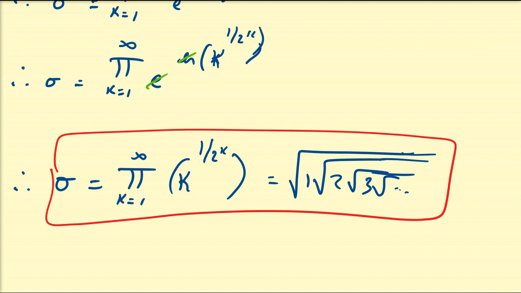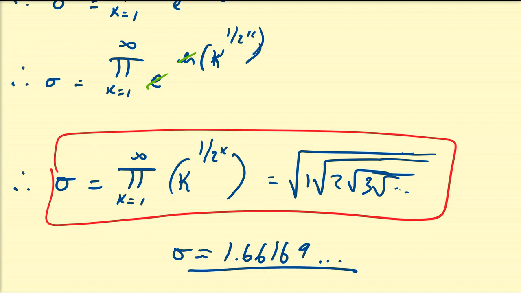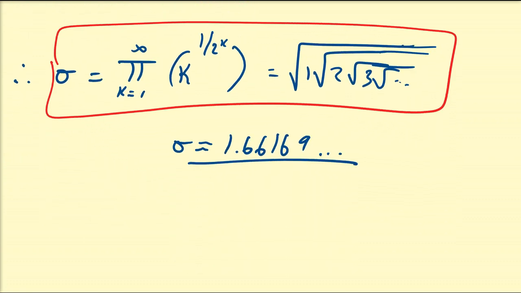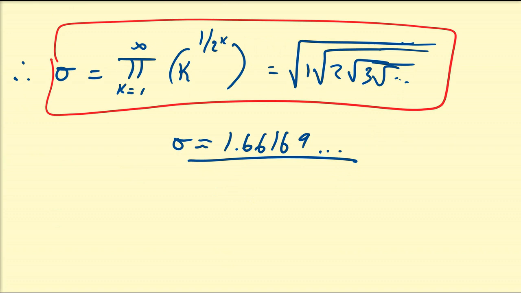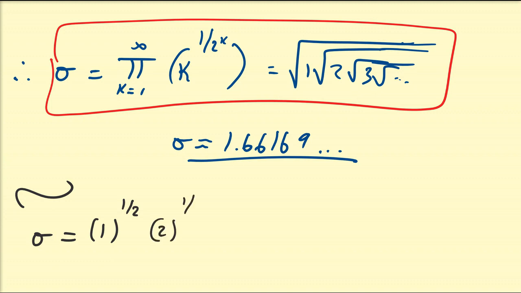And by computing several hundred terms of this, you can find that sigma is approximately equal to 1.66169, and so on. All right, so let us derive just one other property that is a little bit more interesting to look at. So sigma, as we already know, is going to be 1 to the 1/2 times 2 to the 1/4 times 3 to the 1/8 times 4 to the 1/16, and so on.